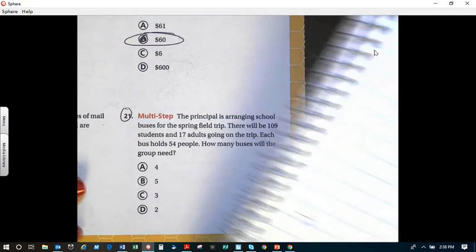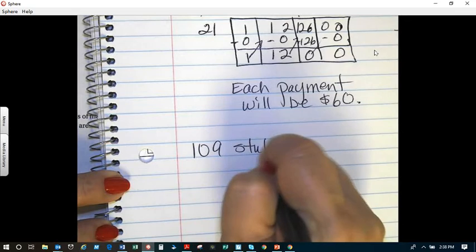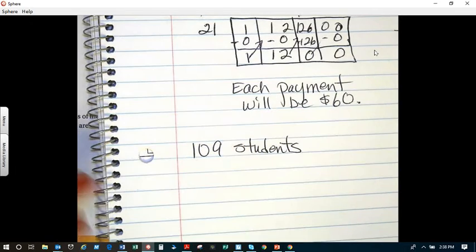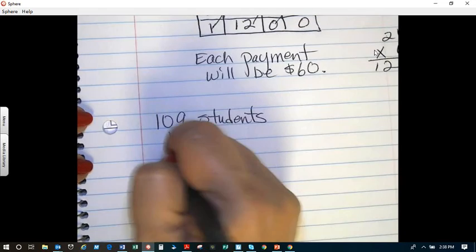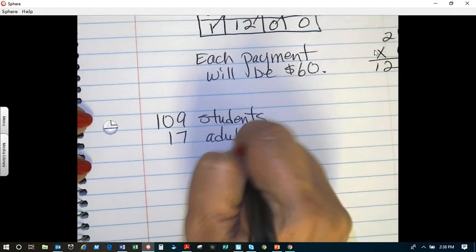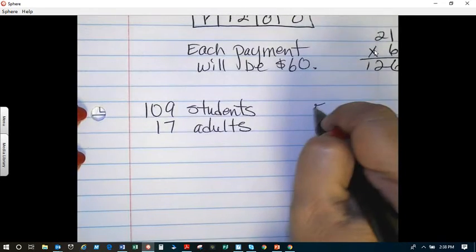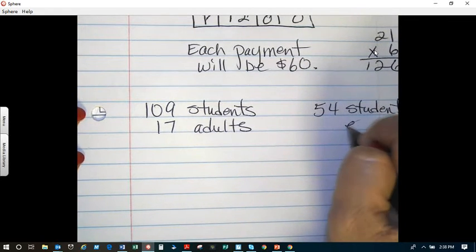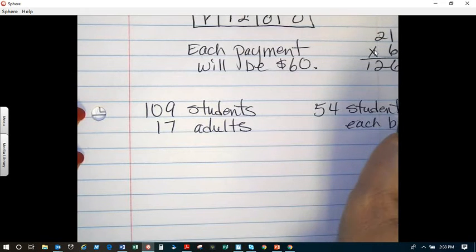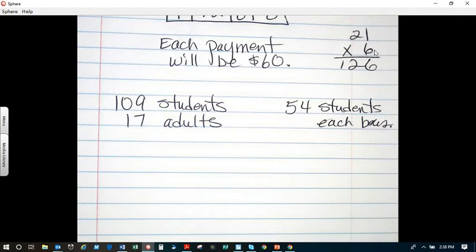So now I have 109 students. How many parents? 17 adults. How many students on each bus? I have 54 students on each bus. So that's how many are going to go in each bus. I need to find out how many buses, how many groups.